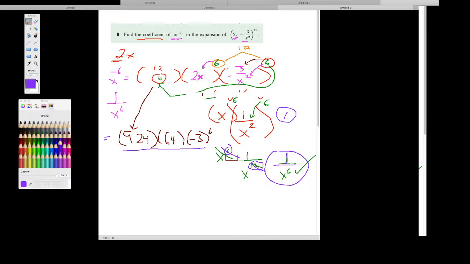X to the power of 6 times 1 over x to the power is 1 over x. No, it's not, Thibault. Look, 1, 2, 3, 4, 5, 6 over 1, 2, 3, 4, 5, 6, 7, 8, 9, 10, 11, 12. Let's start crossing stuff out. 1, 2, 3, 4, 5, 6. There's still 6 left over.